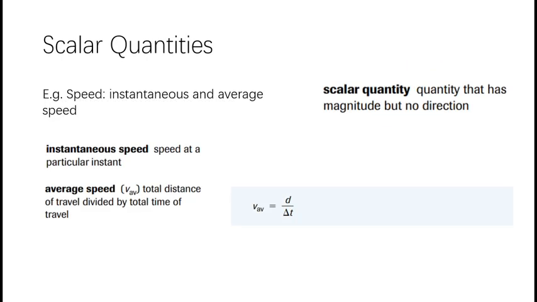First of all, let's learn about scalar quantities. Scalar quantity refers to quantity that has magnitude but no direction, and scalars can be positive, 0, or negative. A great example of scalar quantity is speed, which can be classified into instantaneous speed and average speed. And we use the formula v equals d over delta t to calculate the average speed. The Greek letter delta denotes the change in a quantity. Therefore, delta t represents the time between events, or the elapsed time.